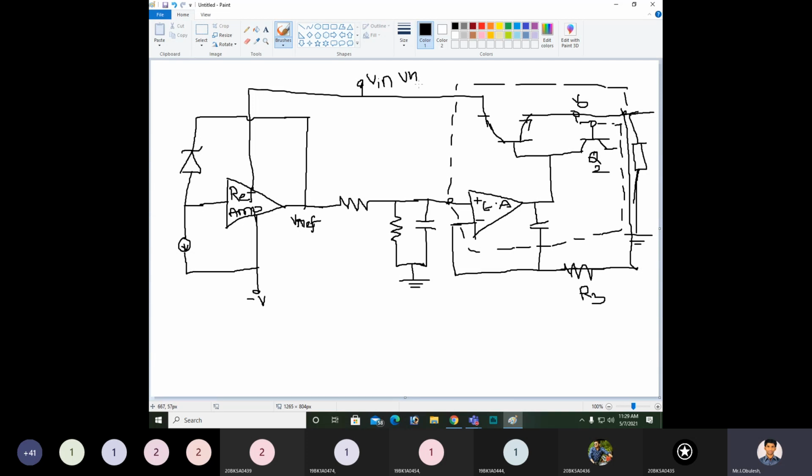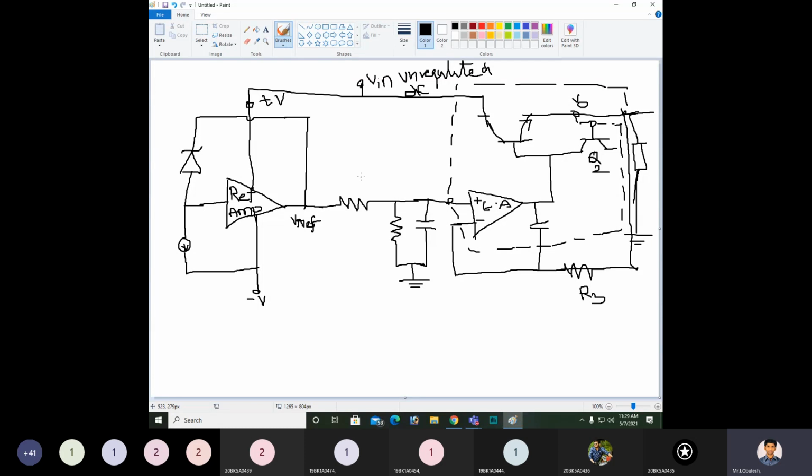Unregulated DC you need to connect here. Unregulated DC we are going to connect here. Okay, so here this is V positive, at this point, positive V.